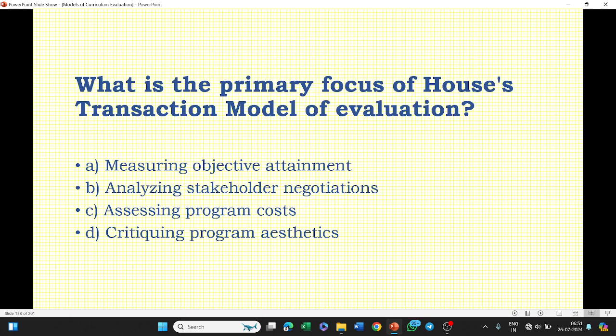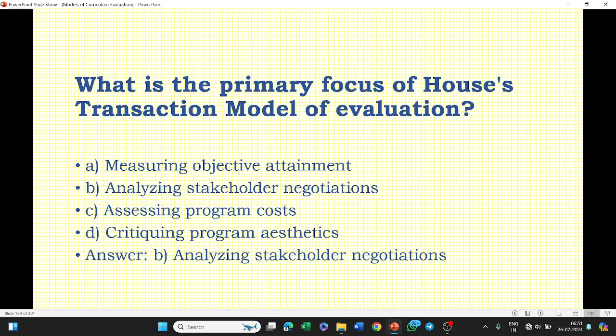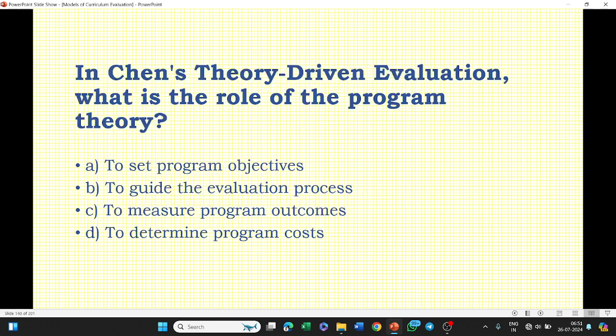What is the primary focus of House's transaction model of evaluation? Options: Measuring goal attainment, analyzing stakeholder negotiations, assessing program cost, critiquing program aesthetics. Answer of this question is option B, that is analyzing stakeholder negotiation.